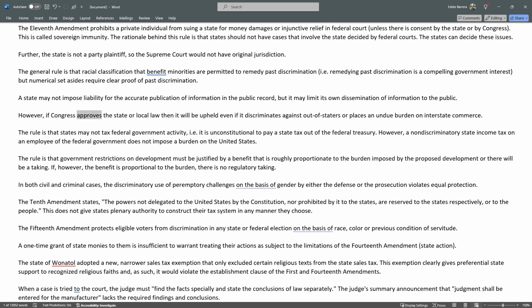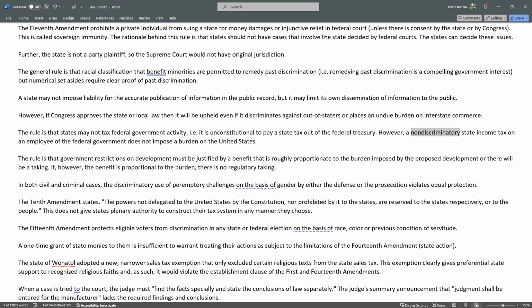However, if Congress approves the state or local law, then it will be upheld even if it discriminates against out-of-staters or places an undue burden on interstate commerce. The rule is that states may not tax federal government activity, i.e., it is unconstitutional to pay a state tax out of the federal treasury.